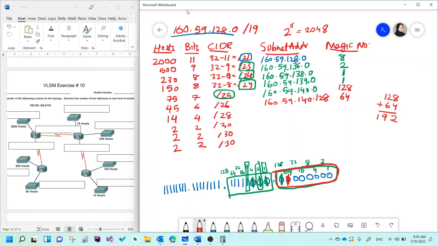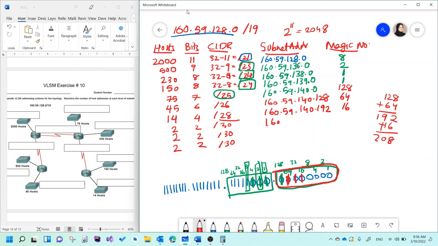Okay, so it would look something like this: 160, 59, 140, 192. 28. So you need to add two more ones. We had 26 ones before, so 27, 28. It is at 16. Your magic number is 16. Add 16, it would be 208.